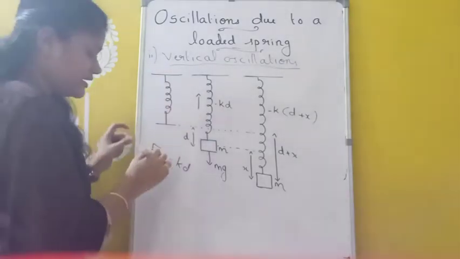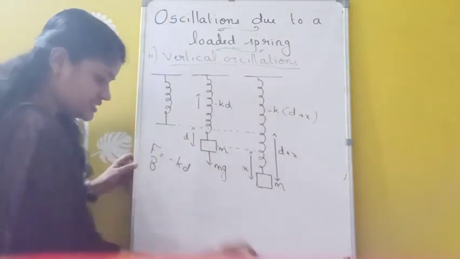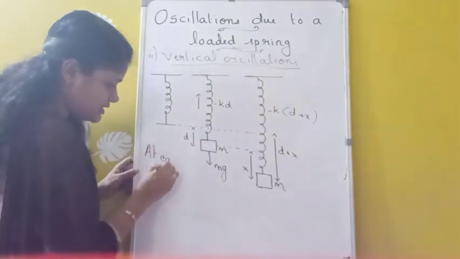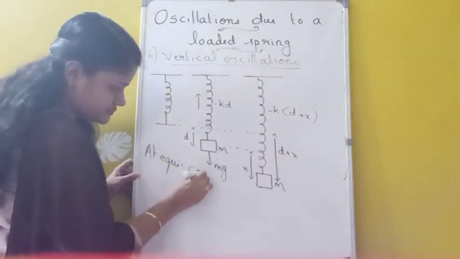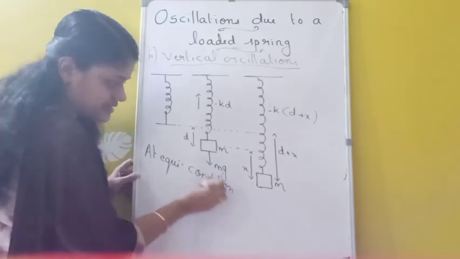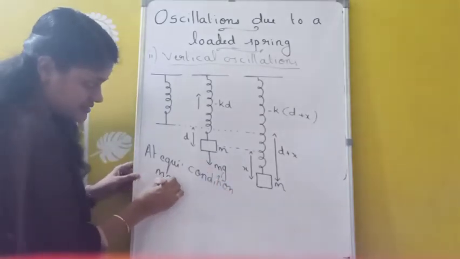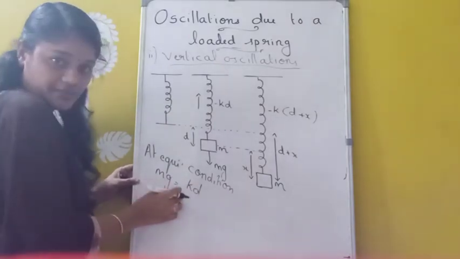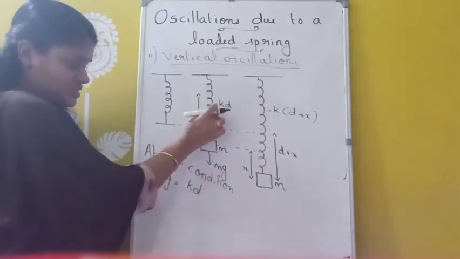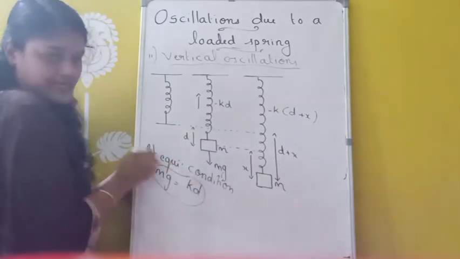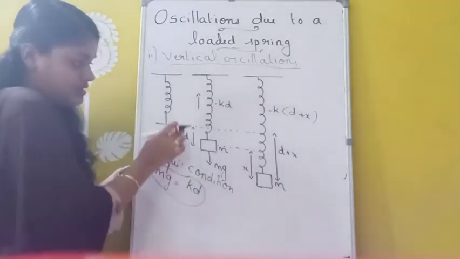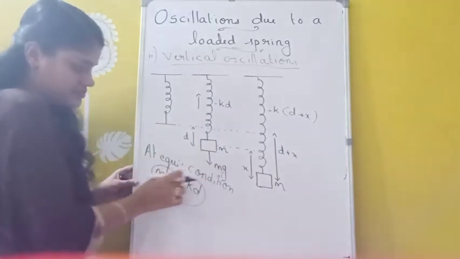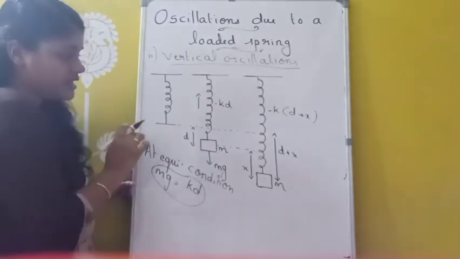Acting on the spring. But at equilibrium condition, we can say that this weight mg is equal to which one? This kd, minus k into d. So at equilibrium condition, this weight as well as this restoring force both are considered the same. So during equilibrium condition, and equilibrium means net force acting on the body will be 0. So at equilibrium condition, this mg is equivalent to which one? K into d.